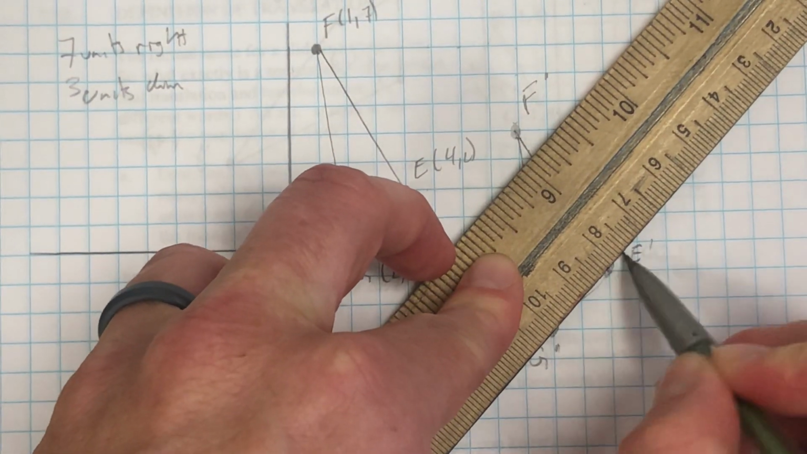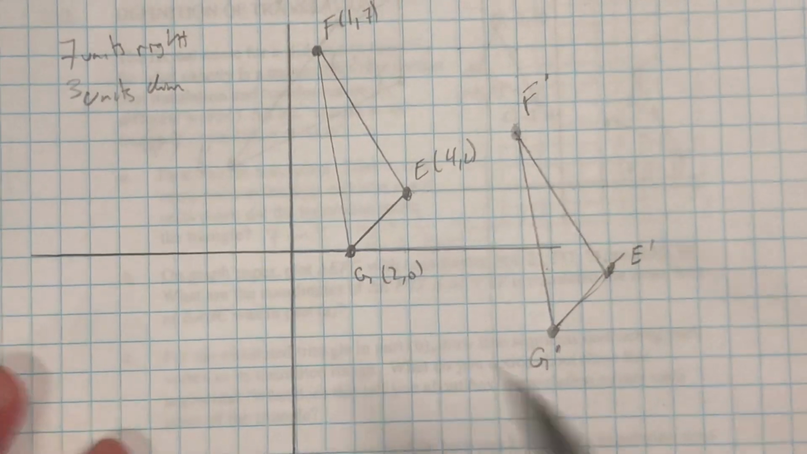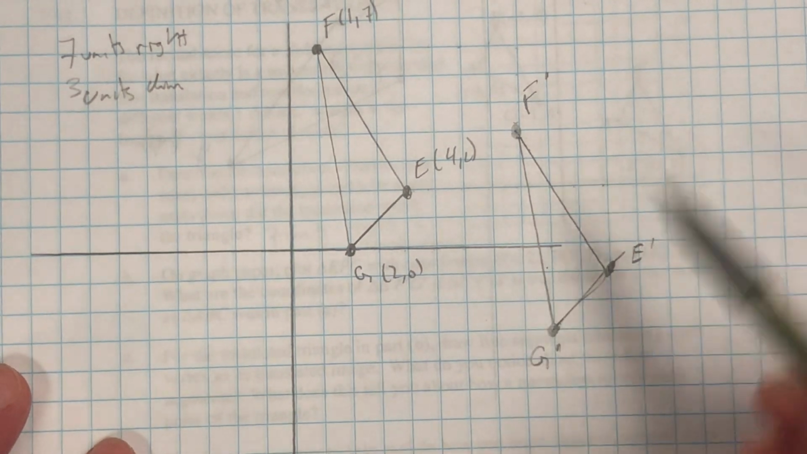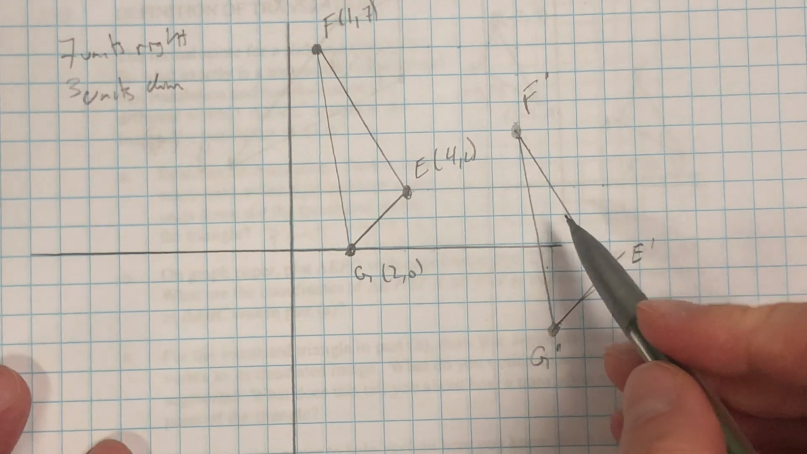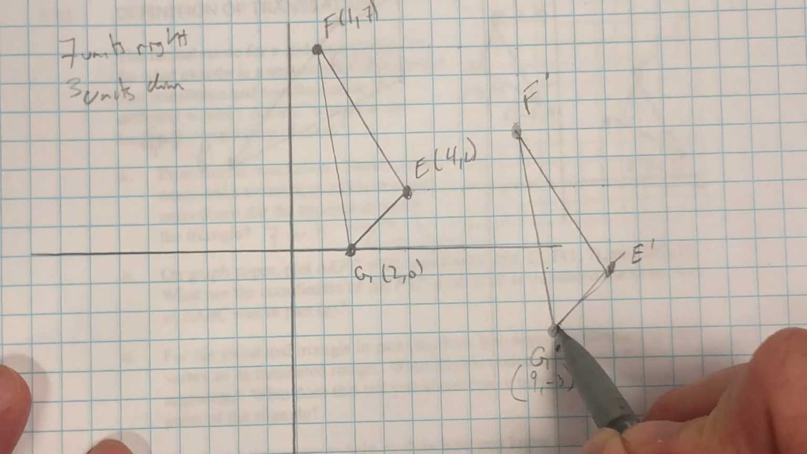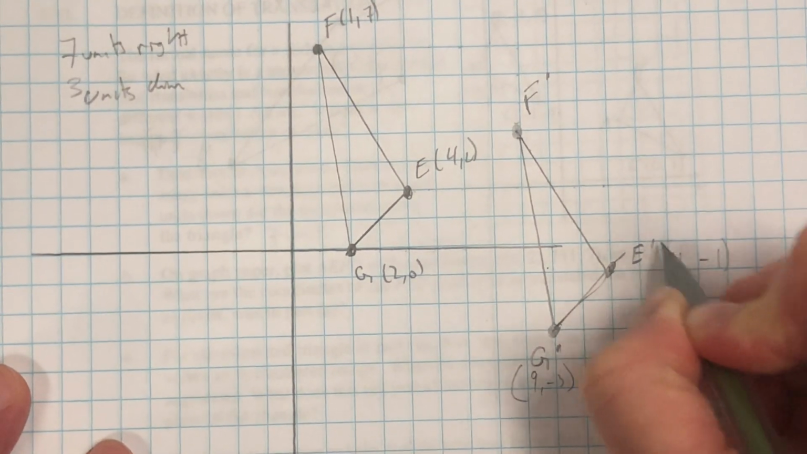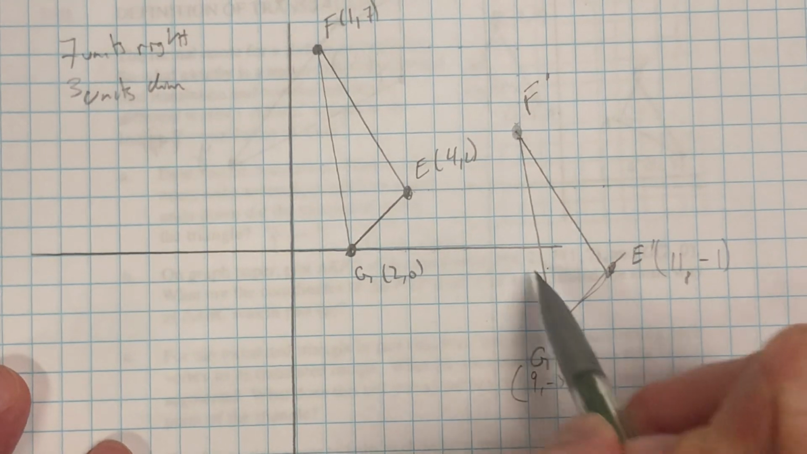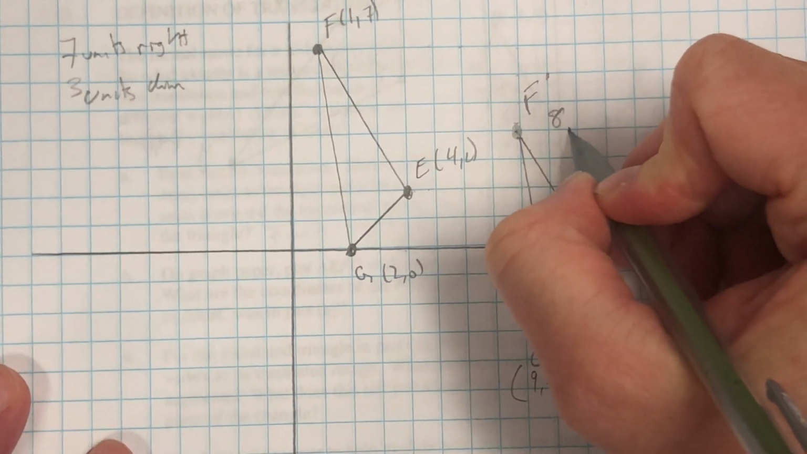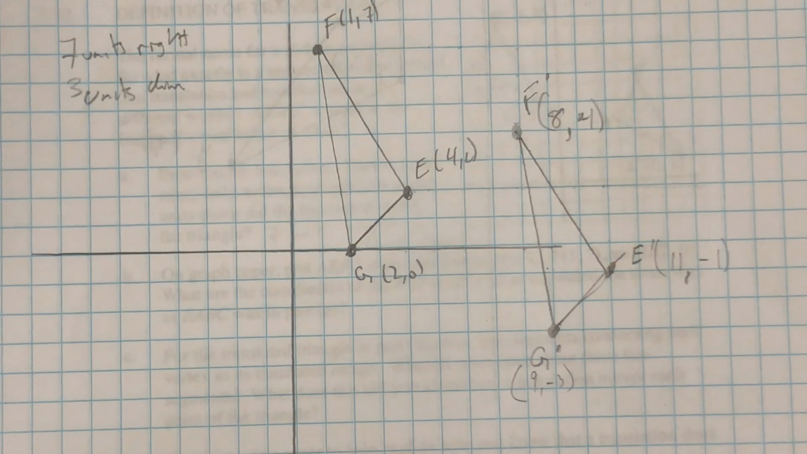Using a ruler. Okay, and so I can count this. So this would be 2, 3, 4, 5, 6, 7, 8, 9. Down 3, so this would be 9, negative 3. And this is 9, 10, 11. So this should be 11, negative 1. So this is 8, 9. This should be 8. And then 1, 2, 3, 4. So 8, comma, 4 as our new points.